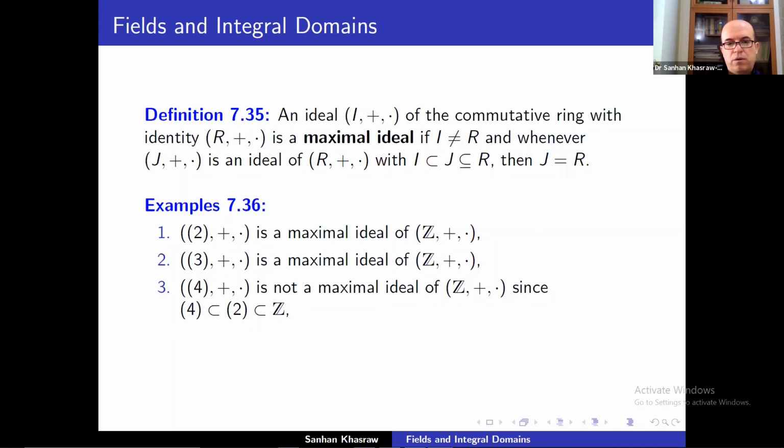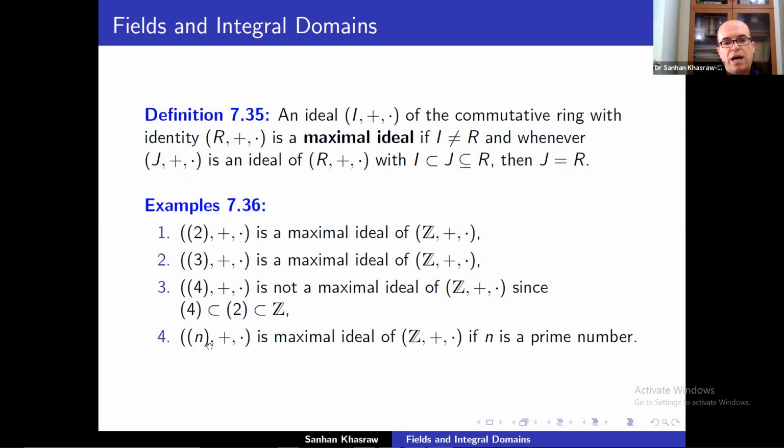So what is the general form of the maximal ideals of Z? As I said before, all ideals in Z are principal. So the ideal generated by N is a maximal ideal of Z where N is prime. For example, the ideals generated by 2, 3, 5, 7, and so on are all maximal ideals.